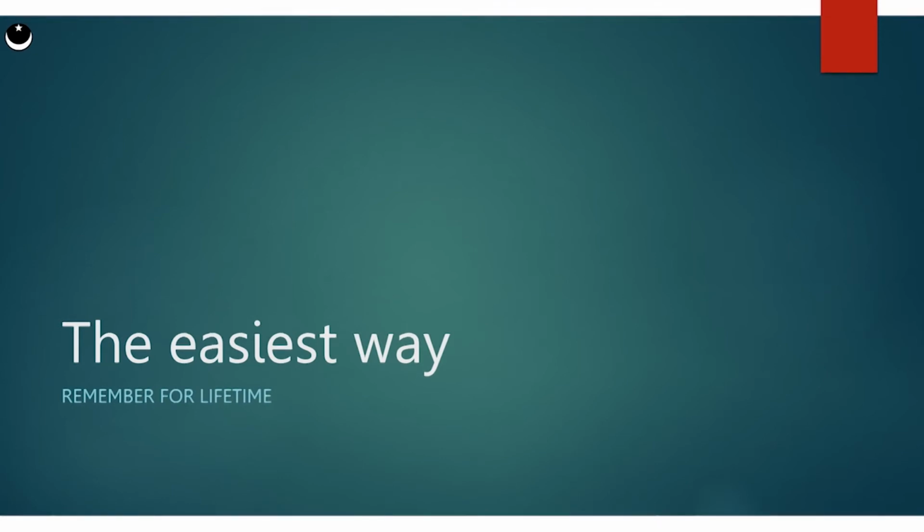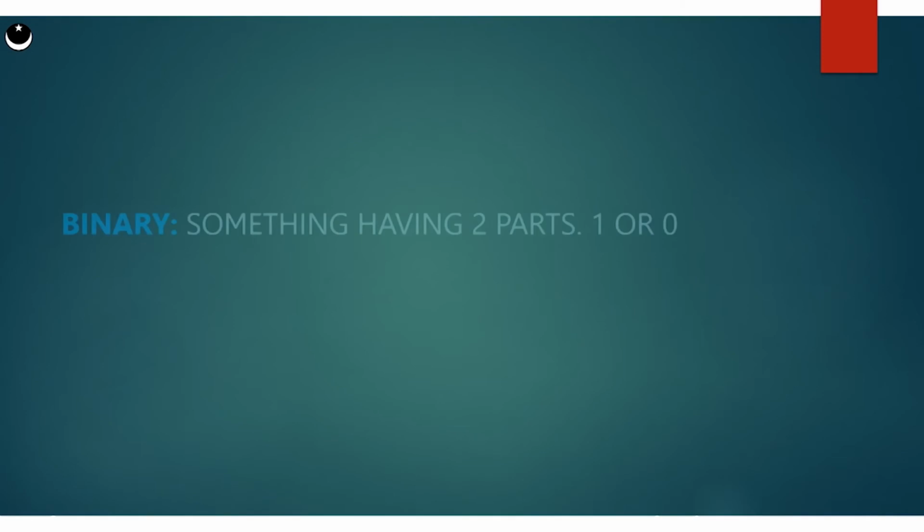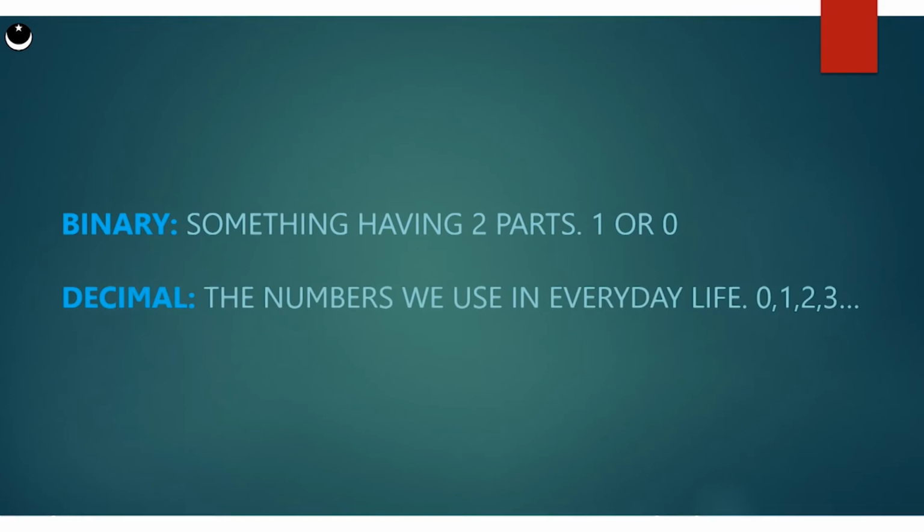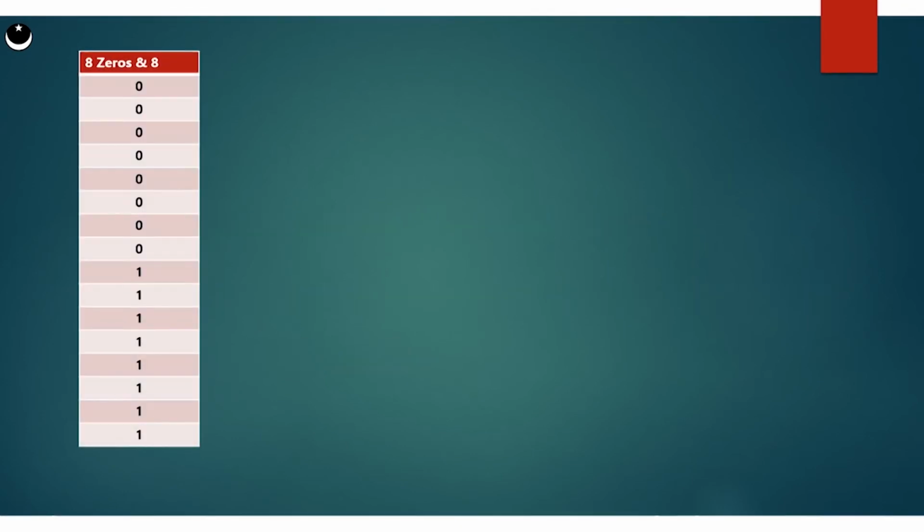First of all, what are binary numbers? Those numbers which have only two parts, so in this case, it's only 0 and 1. Decimal numbers are those which are used in our daily life, for example, 0 to infinity, and hexadecimal numbers are those which start from 0 to 9 and then are followed by A to F. Now, how can we write those numbers?